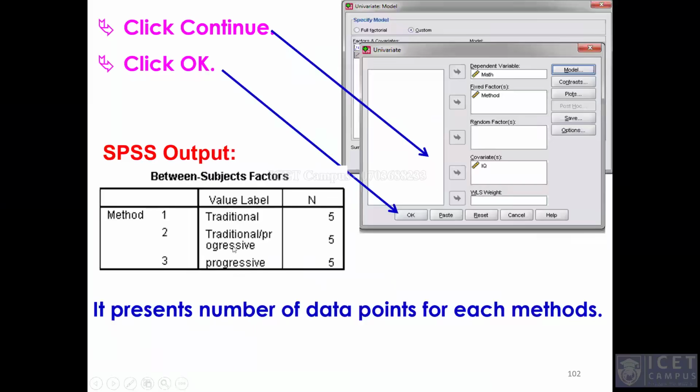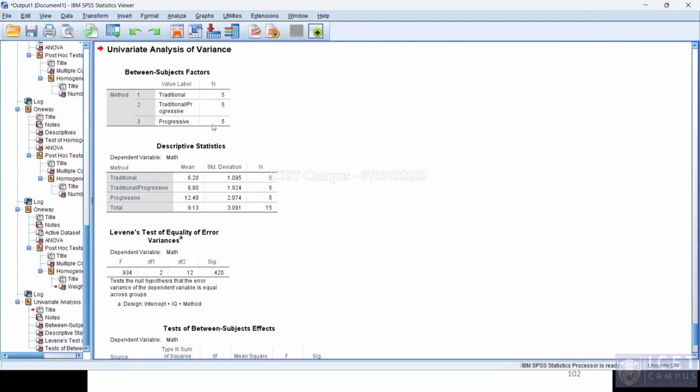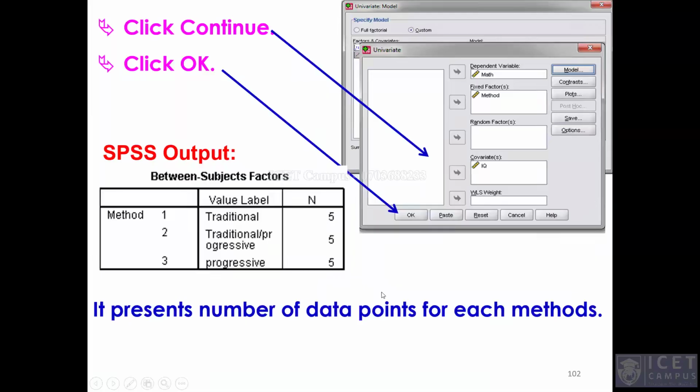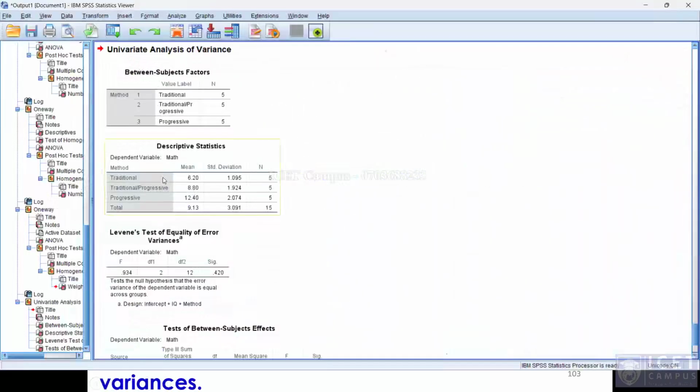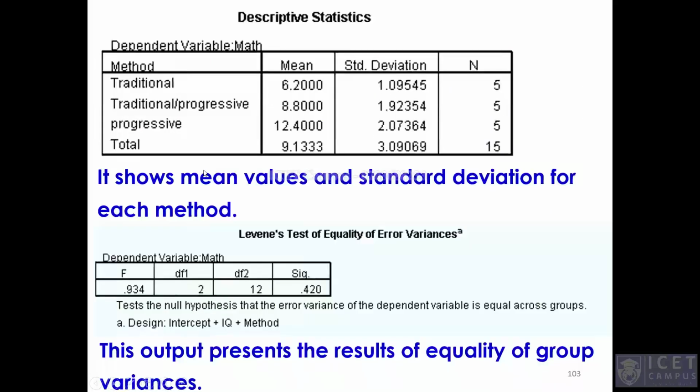You can see here traditional, progressive, traditional progressive. It is 555. It is the same as in my presentation. And click OK, continue. Then we can see the descriptive statistics column. Yes, that is also the same.